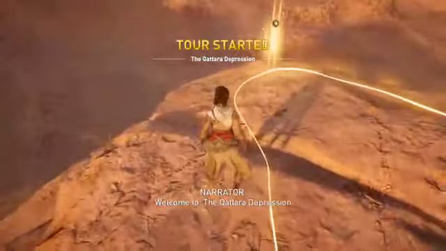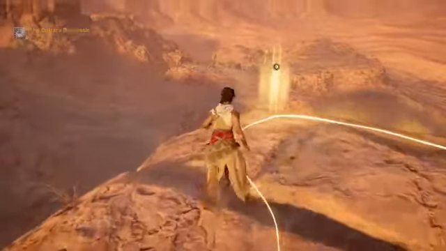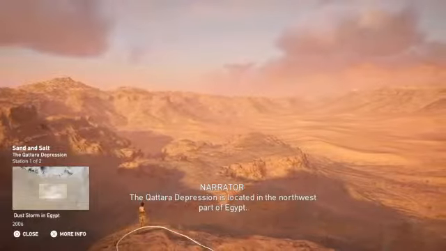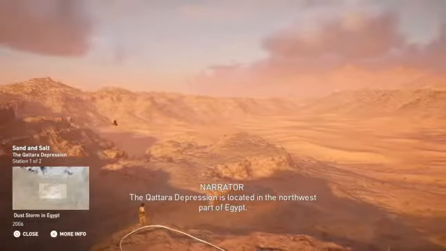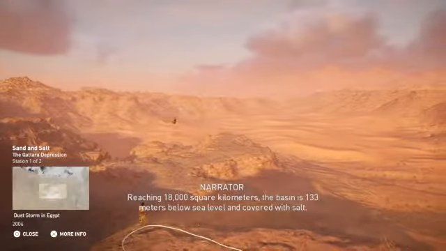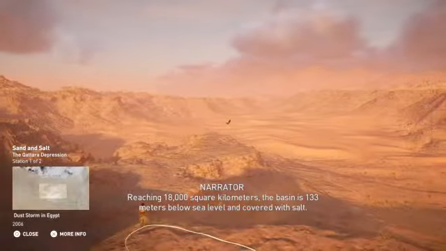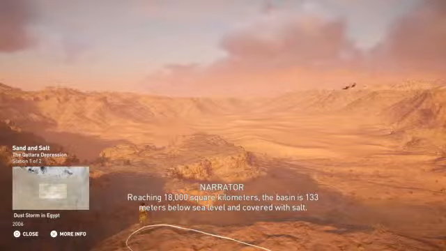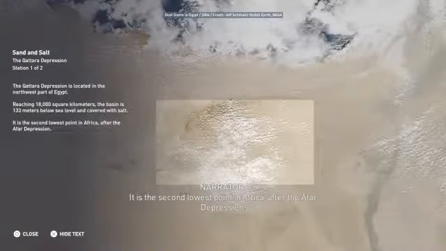Welcome to the Qattara Depression. All right. The Qattara Depression is located in the northwest part of Egypt. Reaching 18,000 square kilometers, the basin is 133 meters below sea level and covered with salt. It is the second lowest point in Africa, after the Afar Depression.